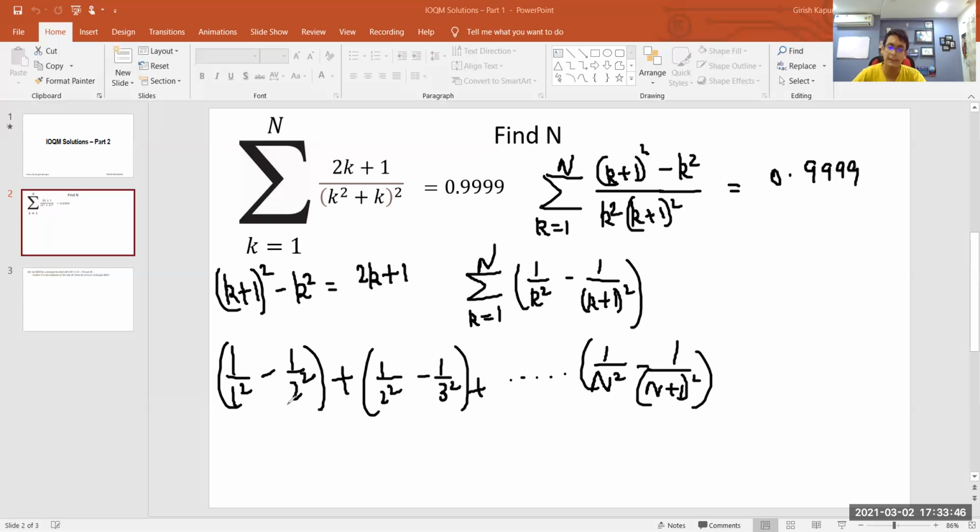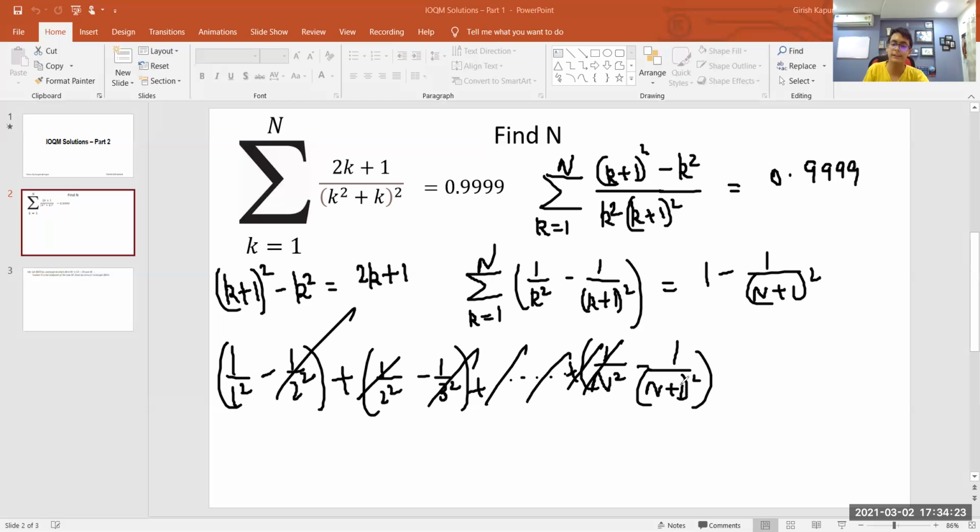Now one thing you can notice is that this negative 1 over 2 square cancels with the plus 1 over 2 square. The negative 1 over 3 square cancels with the plus 1 over 3 square in the next term, and so on. So all the terms cancel out, and the only terms left are your first 1 over 1 square and the last, minus 1 over (n plus 1) whole square. So this is actually going to be 1 minus 1 over (n plus 1) whole square.